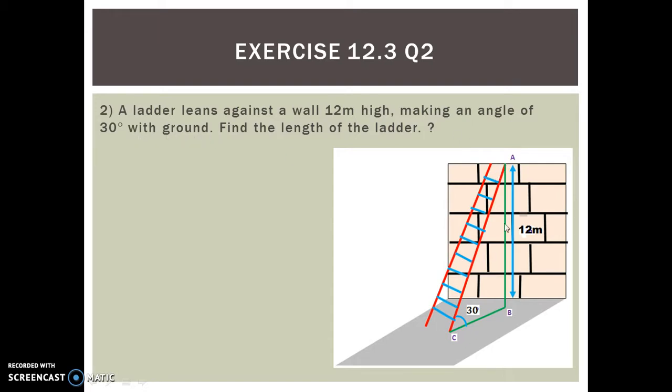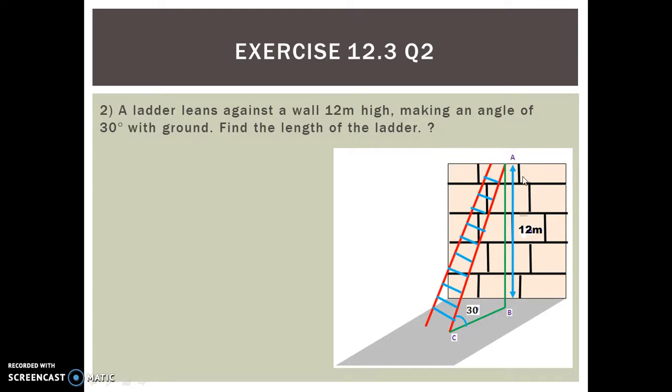So this is a ladder, leaning against a wall of 12 meter height, and the ladder is making an angle of 30 degree with it. Whenever you get such a question, try to imagine the situation and then draw the figure. So the ladder leans against the wall of 12 meter height. I've done nothing, I've just read the question and tried to express it in the form of a figure.